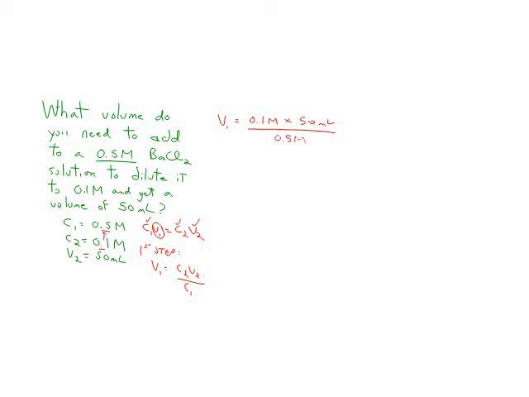Now, as you can see here, we have our units, and they should cancel, but if they don't, something's wrong. You'll recall that molar means moles per liter. But they're both in the same unit, so they cancel. You're left with the milliliter unit, so V1 equals 10 milliliters. Now, this is not our final answer.